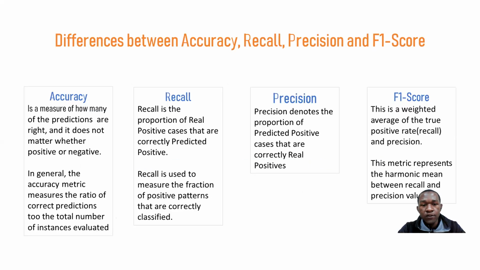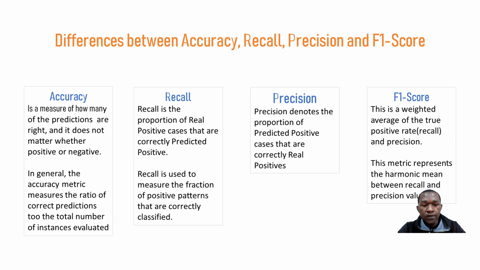Moving on, I'll cite some of the differences in the metrics that we are considering. Now, there is a metric called accuracy. Accuracy is a measure of how many of the predictions are right, and it does not matter whether positive or negative.